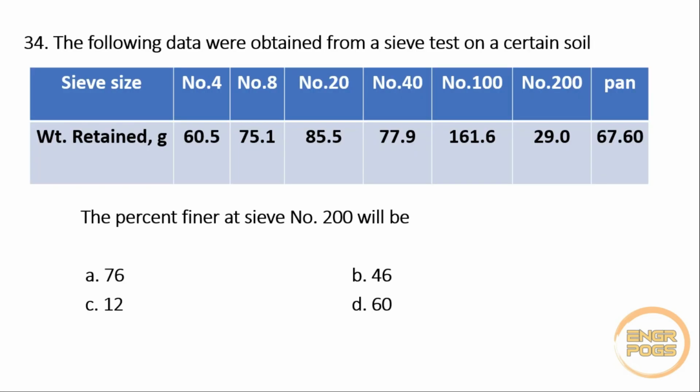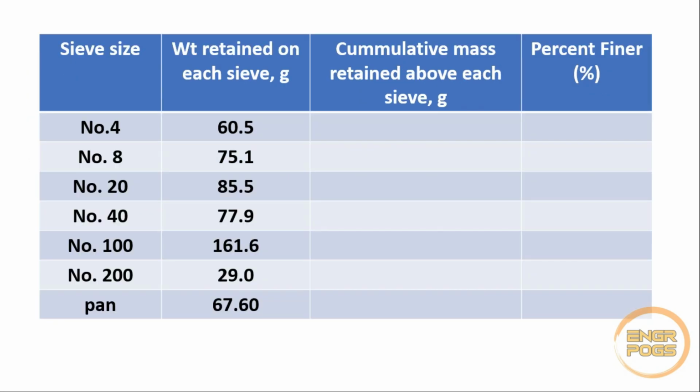Number 34. The following data were obtained from a sieve test on a certain soil. The question is, what is the percent finer at sieve number 200? Let's list all the given weights in the problem that correspond to each sieve size and calculate the cumulative mass retained above each sieve.